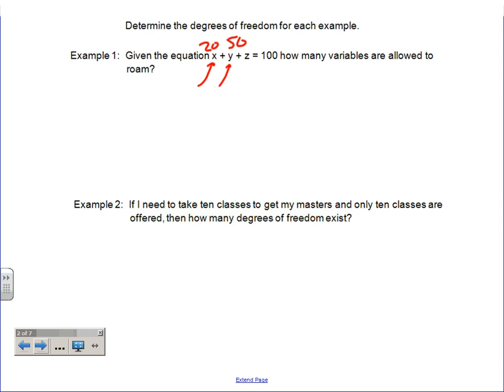So basically, any two variables up there I choose, I can make them whatever I want, but the last variable has to make all the variables add up to 100. I could even make x negative 20 and y negative 50, and then z would have to be 170. That last one tells you what it has to be. So how many are allowed to roam? Well, if you want to look at it one way, x and y are allowed to roam, and z has to make it happen, or you could say y and z can roam, and x has to make it happen. But basically, two of the variables are allowed to be whatever.